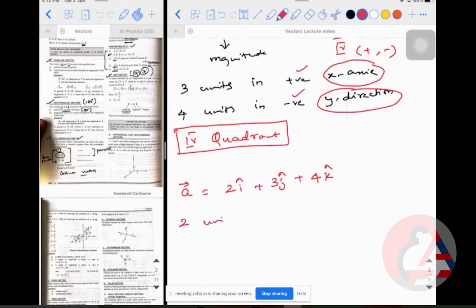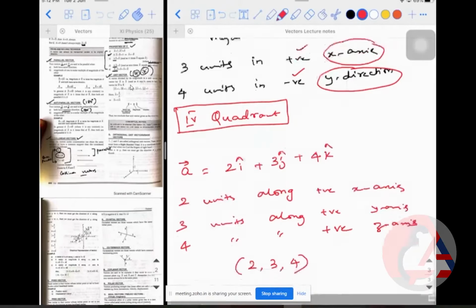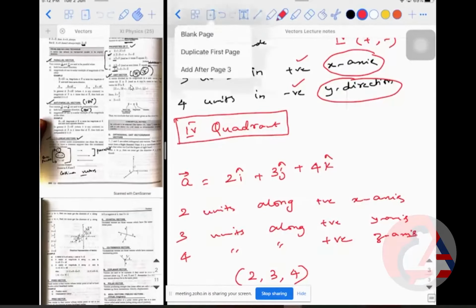So x-axis, y-axis, and z-axis means, how will you read this? It is 2 units along positive x-axis. The same story again, nothing different. So 3 units along positive y-axis, and 4 units along positive z-axis. Okay, this concept, you can relate it to three-dimensional geometry. When I say three-dimensional geometry, you can write the coordinates of this point as (2, 3, 4). Anyways, about this concept you will learn later in your math.